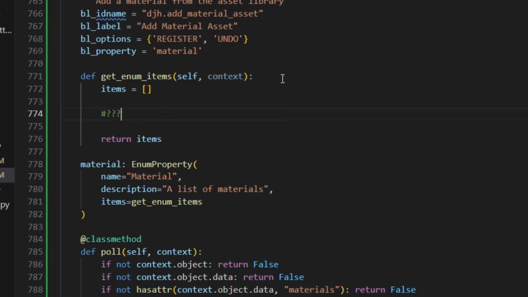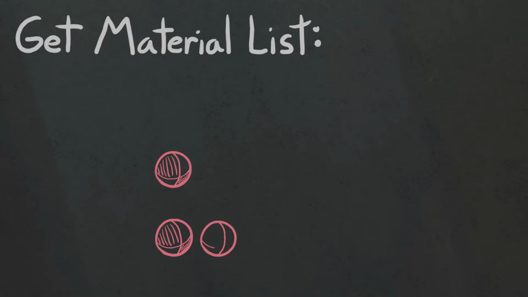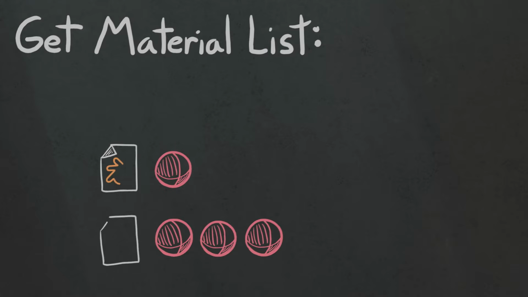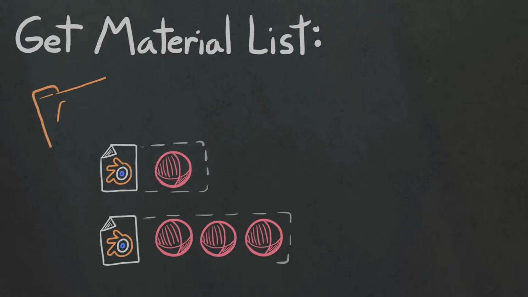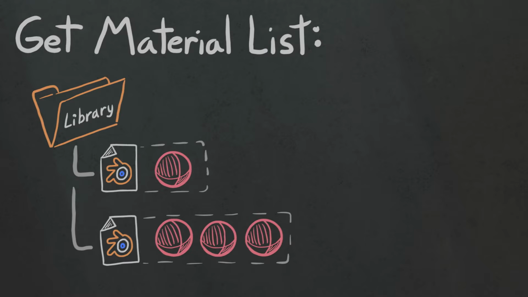So this is now a sub-problem we need to solve, so let's think about it and break it down into some simpler steps. Our goal is to get a list of all of the materials that are in the asset library. To do that, we need to open and read from each blend file that is in an asset library folder. And to do that, we need a list of all of those blend files so that we can go to and open them, but we don't have that list either.